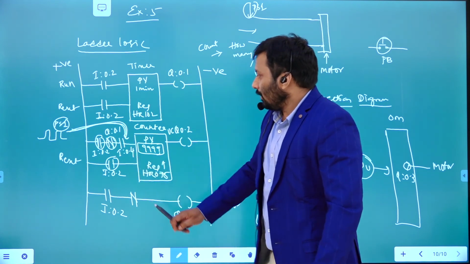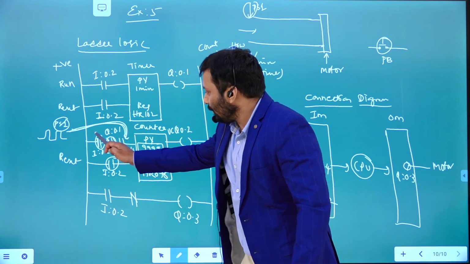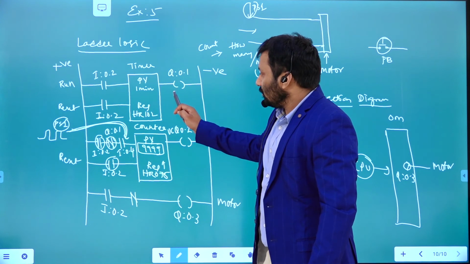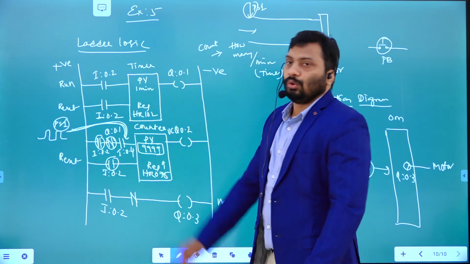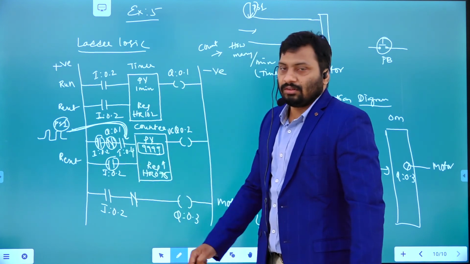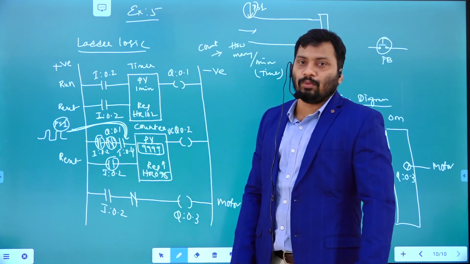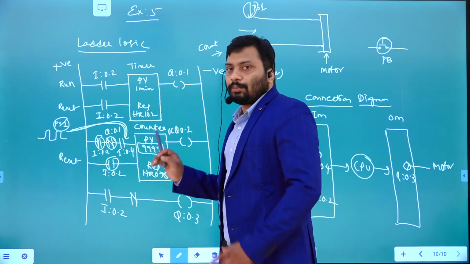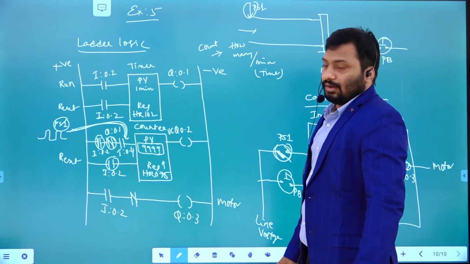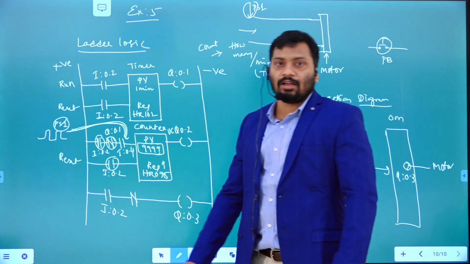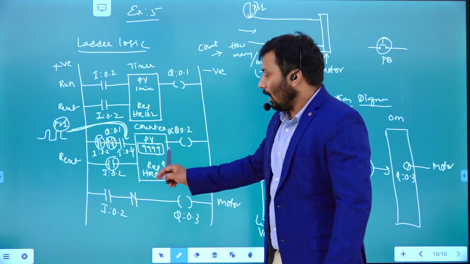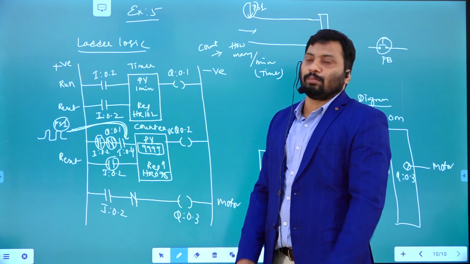It is going to take counts until this is low. Once this is high, it is activated, the normally closed contact opens, and the counter stops taking counts even though bottles are entering. It is not going to take input count. The count we get in this counter is how many bottles arrive in 1 minute.